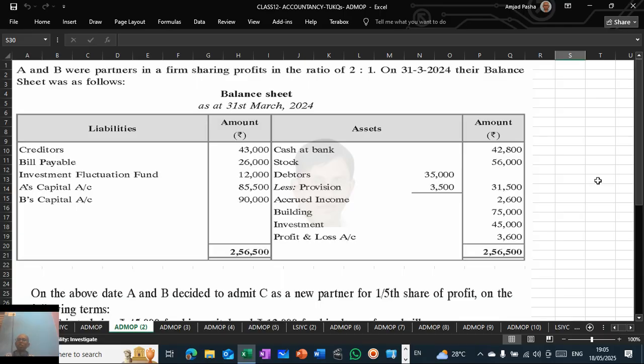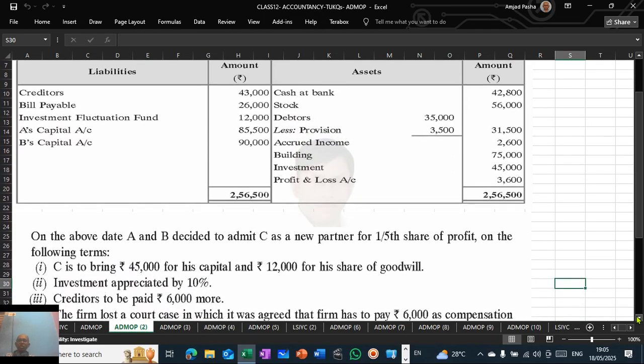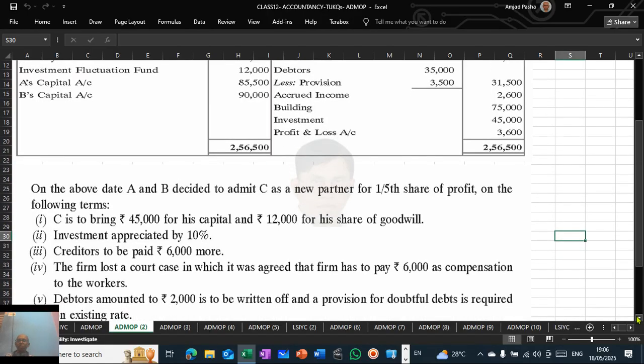A and B are partners in a firm sharing profits in the ratio 2 is to 1. On 31st March 24 their balance sheet was as follows. The balance sheet is given: creditors, bills received, bills payable, investment fluctuation fund, cash at bank, stock, debtors, provision, accrued income, building, investment, profit and loss account. On the above date, A and B decided to admit C as a new partner for one fifth share of profit on the following terms.